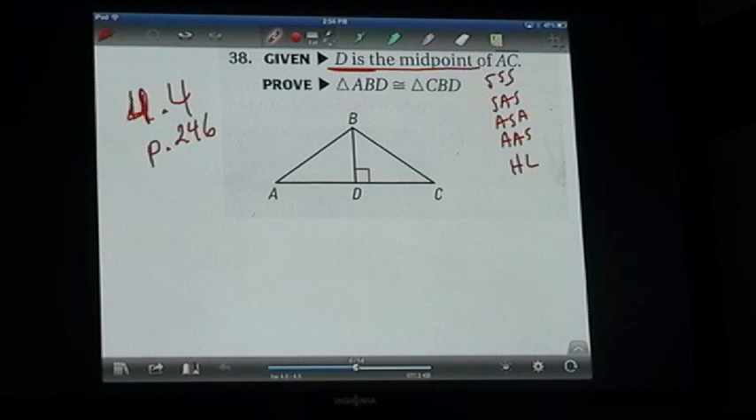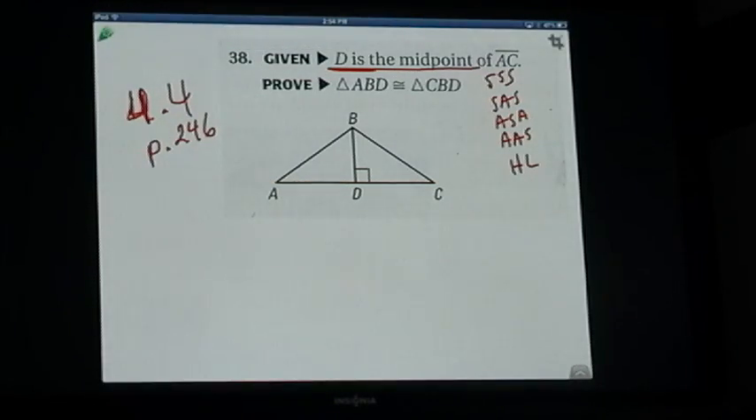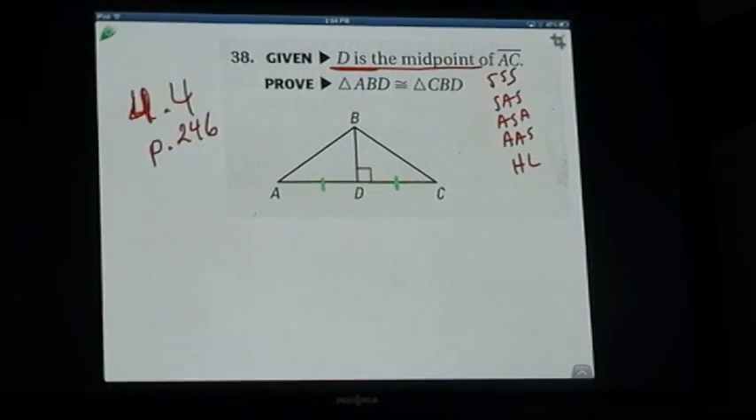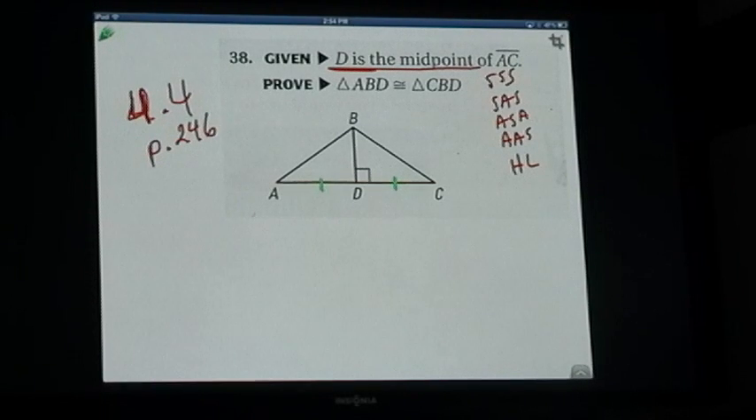from what's given. But what we can say is since D is the midpoint of AC, we know that AD is congruent to DC. Now remember, that's not given. We're going to have to say it, and we're going to have to say because of the definition of a midpoint.